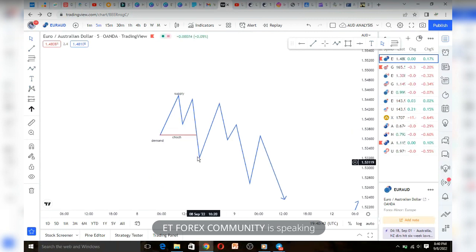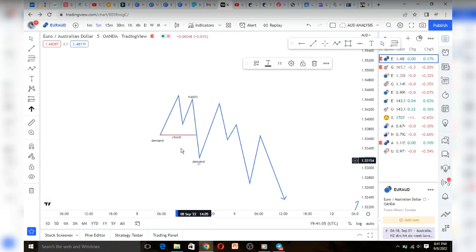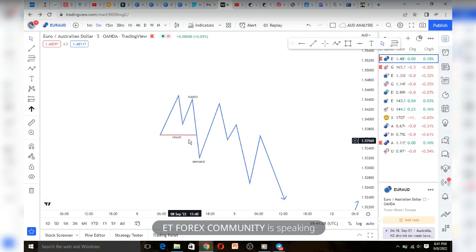Now, which supply zone broke the previous demand zone? If where I put it is where you are thinking, then you're right. It's this supply zone that broke this level, giving us a new demand zone. So it was this supply level that broke the previous demand zone and gave us a new demand level.